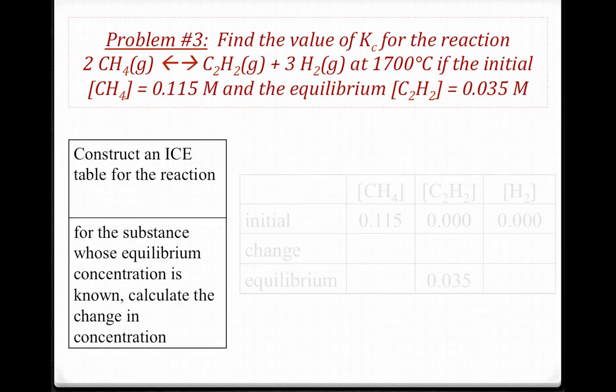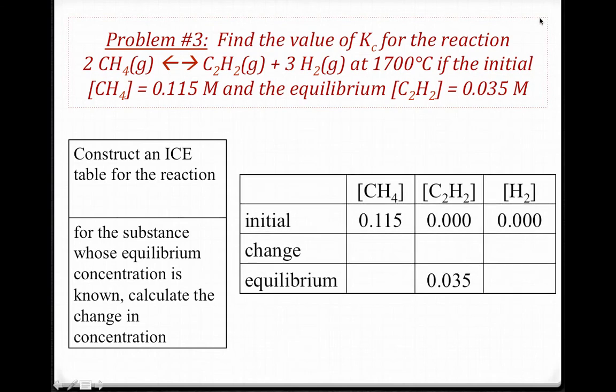It says find the value of Kc for the reaction if the initial concentrations are given and the equilibrium concentration of C2H2 is given. So the first thing you're going to do is construct an ICE chart. You don't have to write out initial, change, equilibrium. You can just write ICE. You're going to write your reactants and products. I like to write this more as an equation with the actual arrows and plus signs so you know what's what. I fill in my values given.